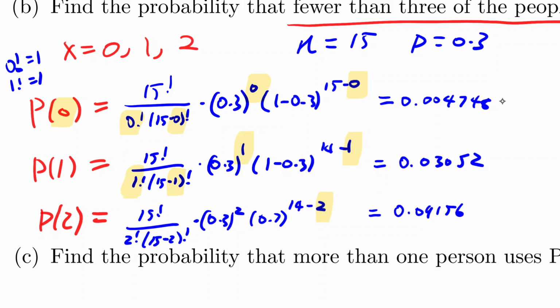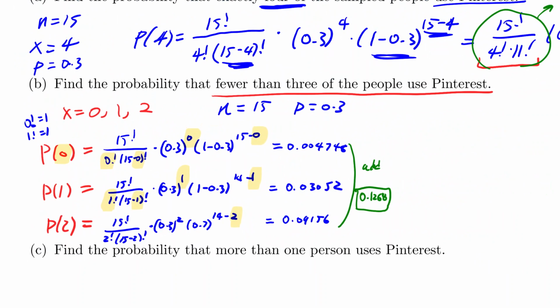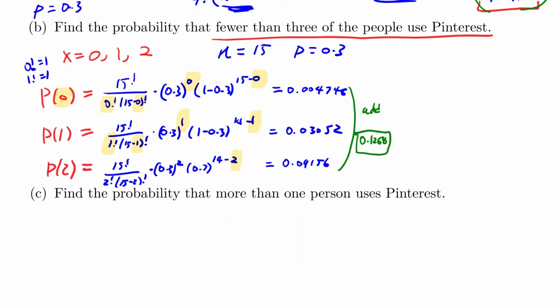So if I add all these, I get about 0.1268. Well, 0.12683, but I'm going to round to 4 decimals. So this is the probability that fewer than 3 people use Pinterest out of 15 people when we select. Probability of selecting 0, 1, or 2.